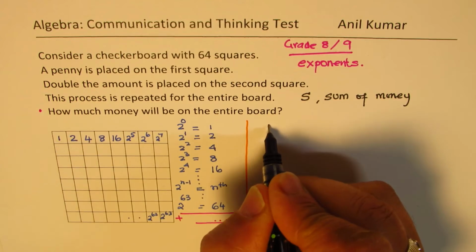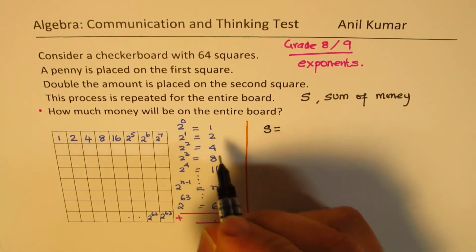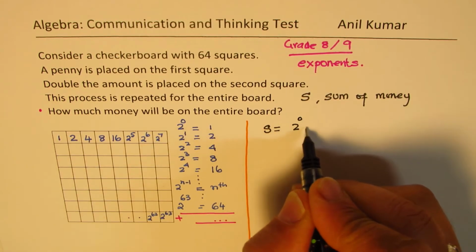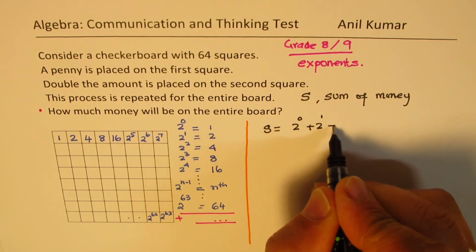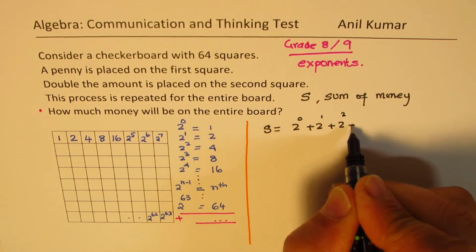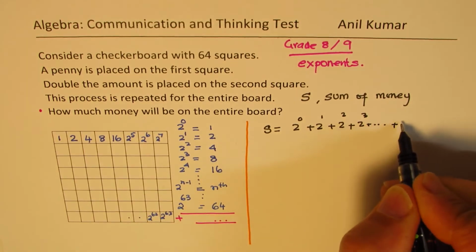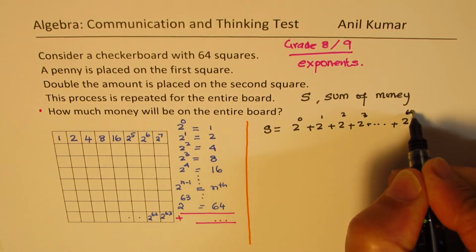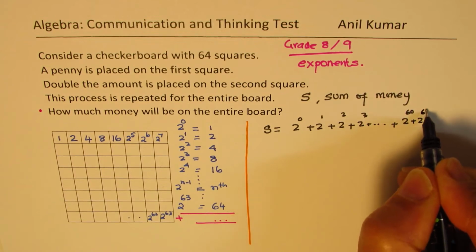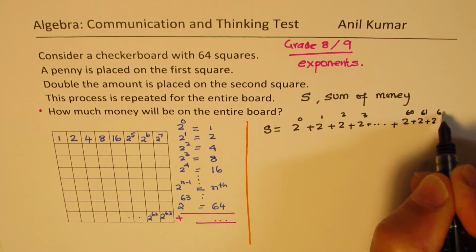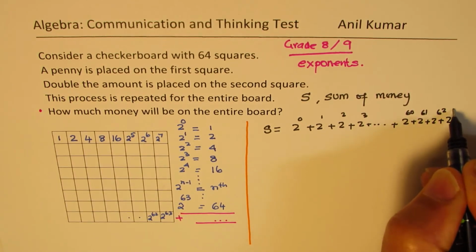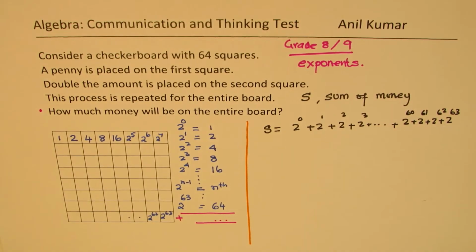So in our case, S will be equal to, we can say 2 to the power of 0 plus 2 to the power of 1 plus 2 to the power of 2 plus 2 to the power of 3 plus so on till 2 to the power of 60 plus 2 to the power of 61 plus 2 to the power of 62 plus 2 to the power of 63. So that is our last term. Clear?